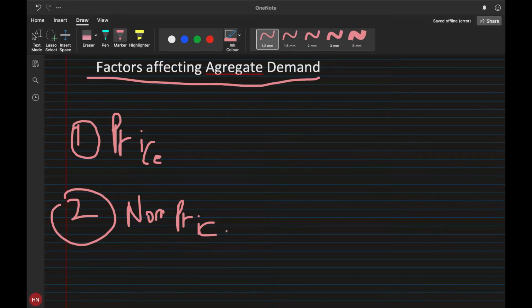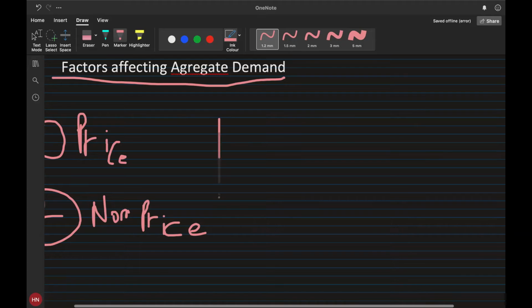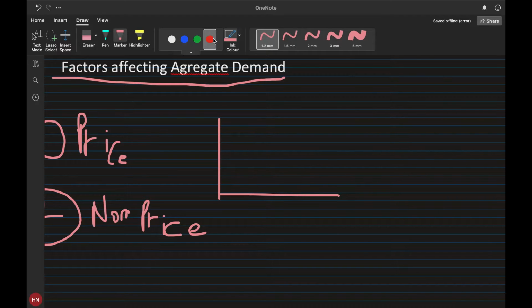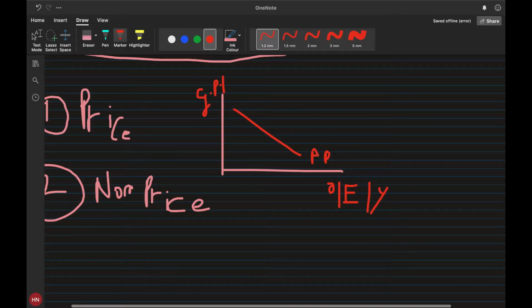It's never a shift. I'll just draw the demand curve out here. This is the aggregate demand curve, AD. This represents the general price level, and this is the output/expenditure/income, which is represented by Y. In this case, this represents the aggregate demand curve.